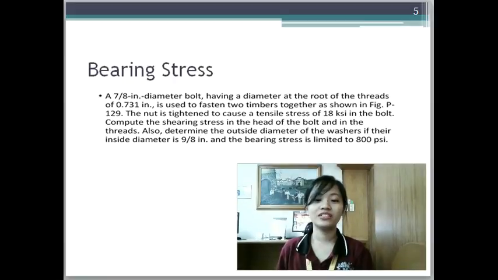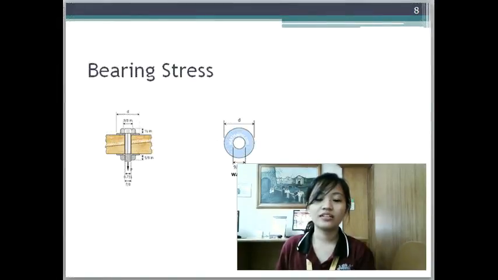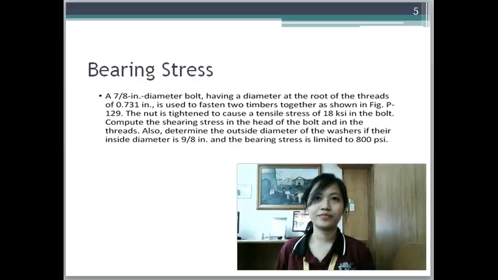Now let's have a bearing stress sample problem. A 7/8 inch diameter bolt having a diameter at the root of the threads of 0.731 inch is used to fasten two timbers together as shown in figure P-129. The nut is tightened to cause a tensile stress of 18 psi in the bolt. Compute the shearing stress in the head of the bolt and in the threads. Also determine the outside diameter of the washers if their inside diameter is 9/8 inch and the bearing stress is limited to 800 psi.